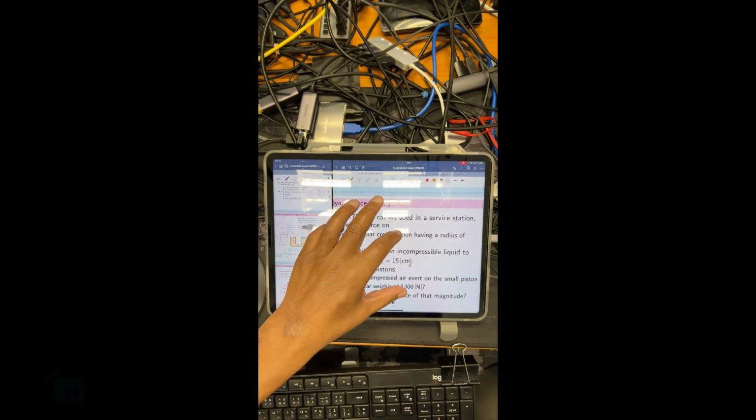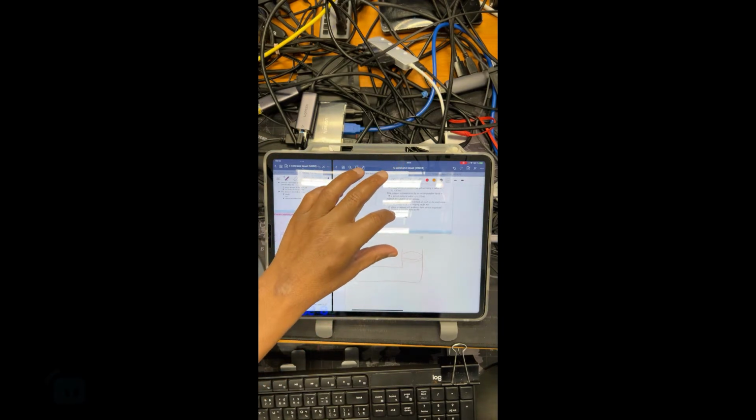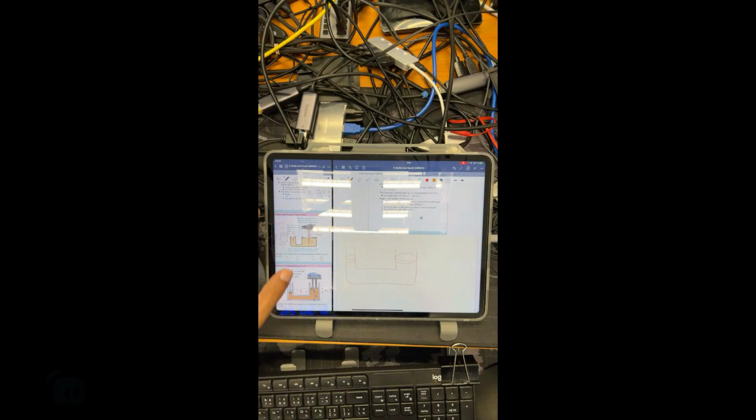And this pressure is transmitted by an incompressible liquid. Okay, this term is quite important. Incompressible, which means that we can apply the Pascal law, which states that F1 by A1 equals F2 by A2. Okay, because the pressures are different.